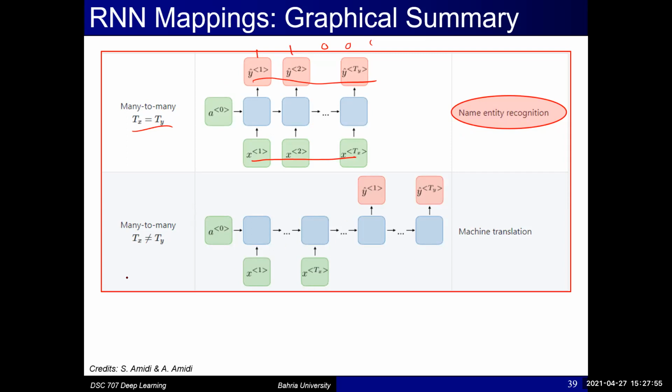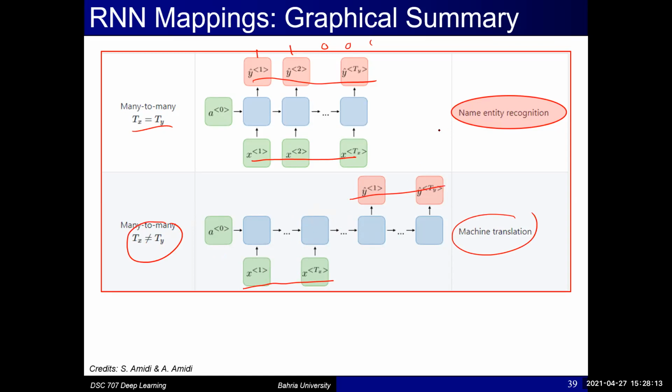Now, the most generalized and most challenging case is a sequence to sequence problem, where input and output have different lengths. So this is a sentence in French and the output is a sentence in English. Machine translation is an example where the length of input and output can be different.